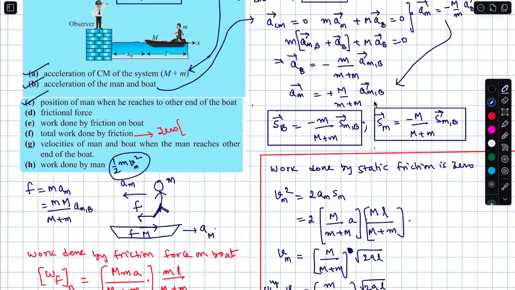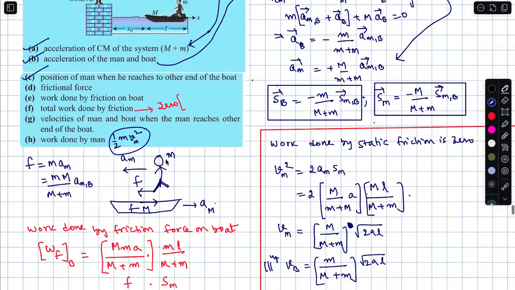Acceleration of the man is leftwards actually. Plus means, yes, in the direction along which he is moving. He is moving leftwards with respect to the boat. You got plus, means in the same direction the man is having acceleration. Now this is friction. Friction is m into a_M. a_M you already have, capital M by small m plus capital M, times small a. Finally, this is small m capital M by capital M plus small m times a. Done.